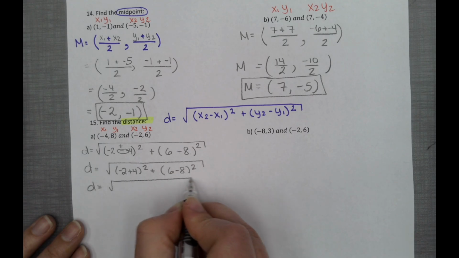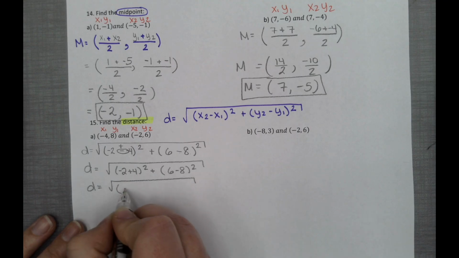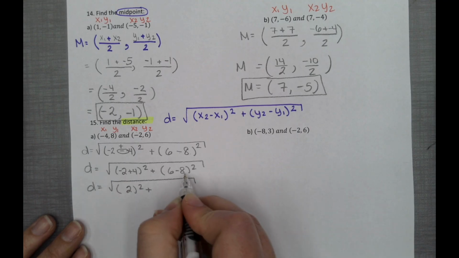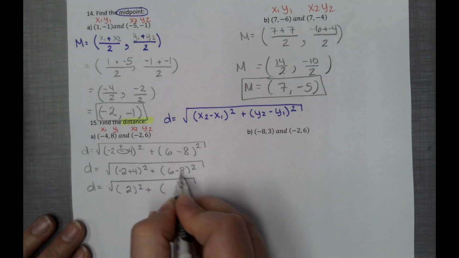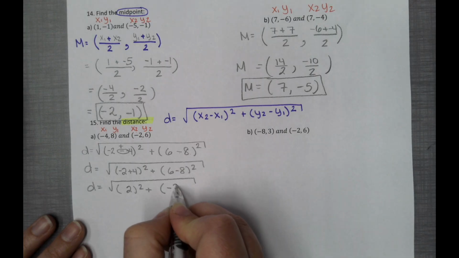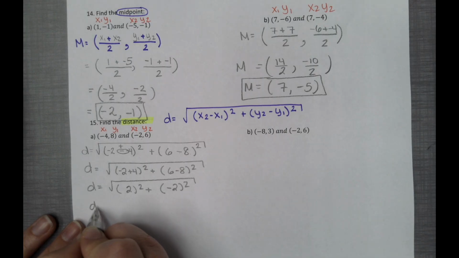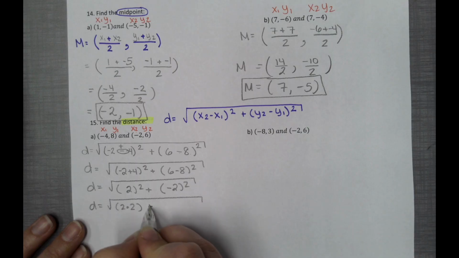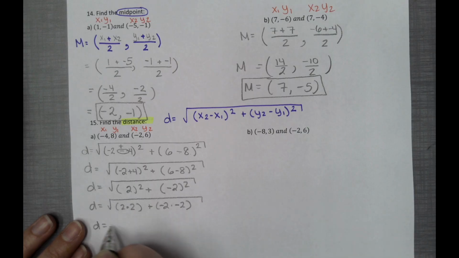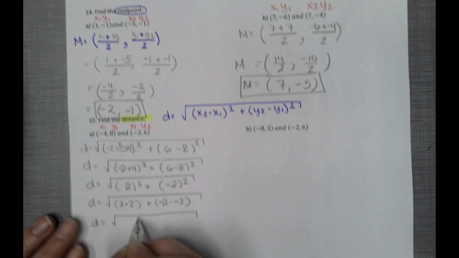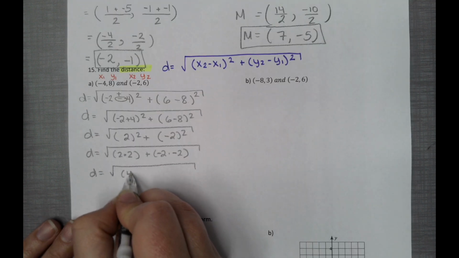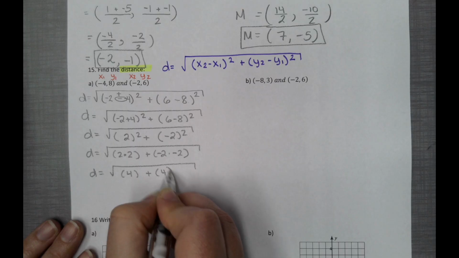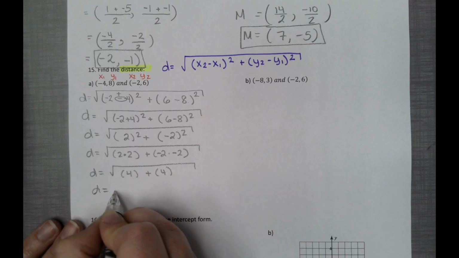Inside the parentheses, we just do counters. So 4 minus 2 is 2. 6 minus 8 is negative 2. Make sure to expand your squared. So now we get 2 times 2 and negative 2 times negative 2. In this step, this is always going to be positive. We get 4 plus 4, which gives us square root of 8.